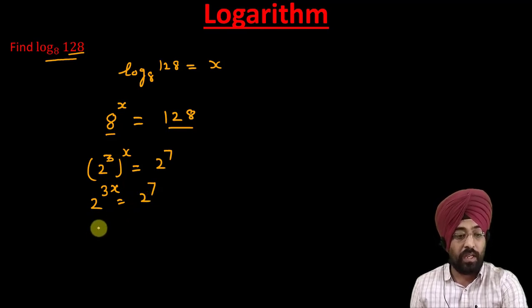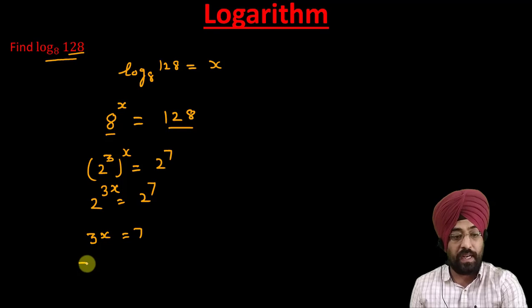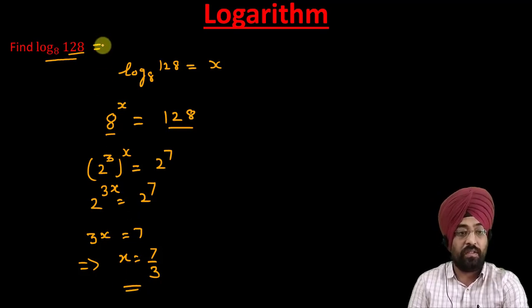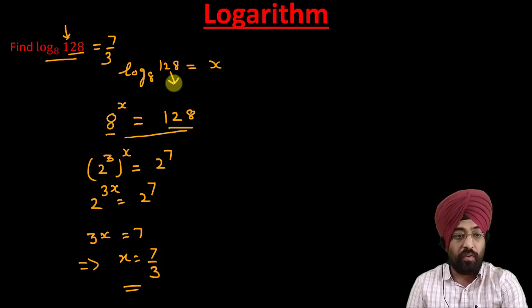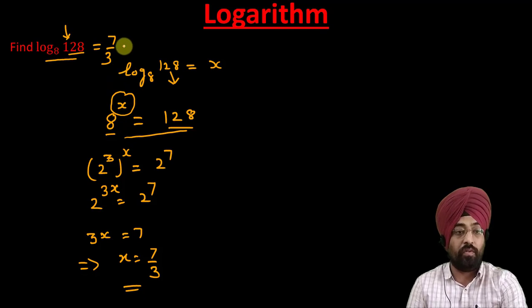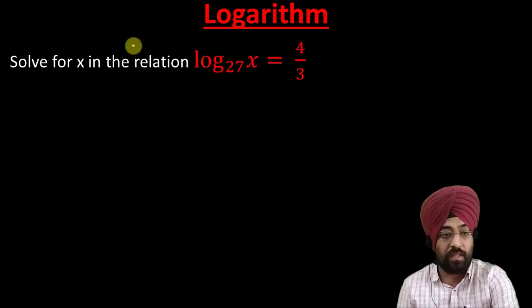Now if these two are equal, they will be equal only if 3x is equal to 7. So from here we get the value of x is equal to 7 by 3. So it was quite easy, its value is 7 by 3. We found the value of the log with the help of this exponential relation. We converted this log form into exponential form, then we found the value of x, so it came out to be 7 by 3. Now let us do the next example.